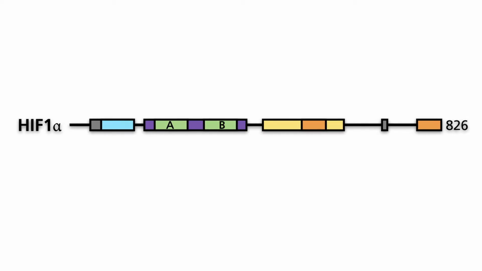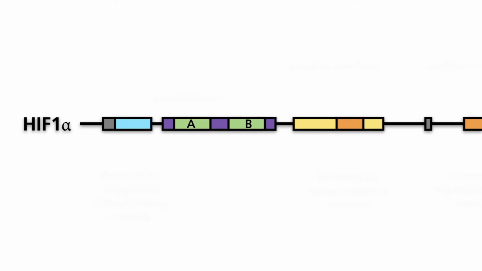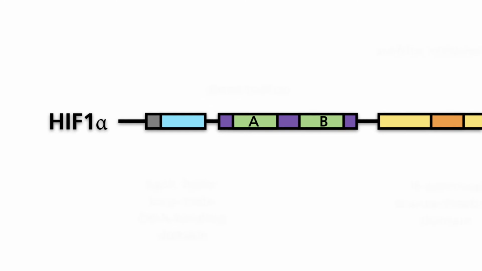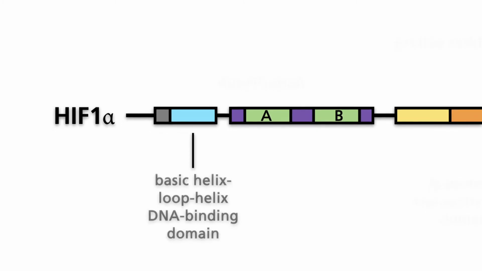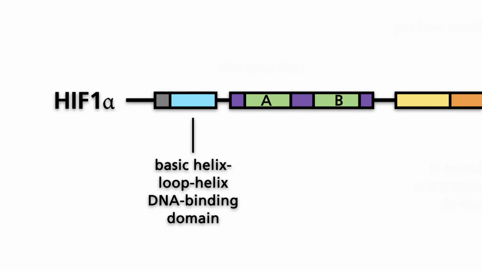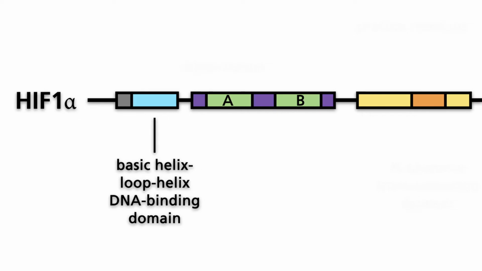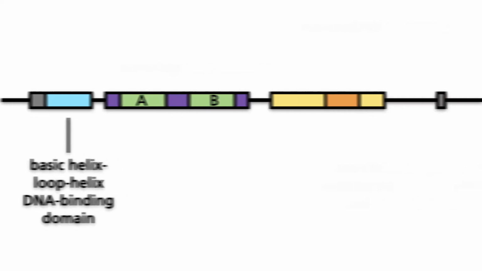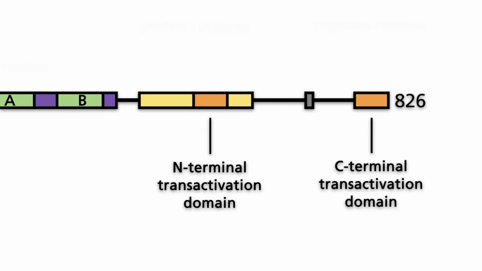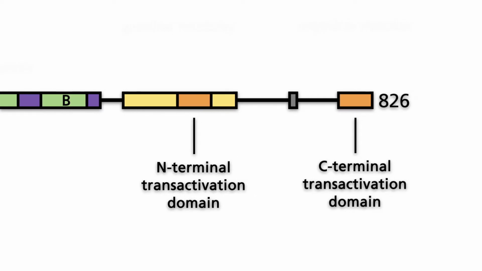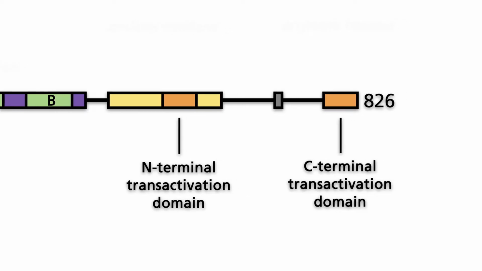Here, different domains of the HIF1 alpha subunit are shown. The subunit contains an N-terminal basic helix-loop-helix motif, which associates with the DNA. Near the C-terminus, 2 transactivation domains can be distinguished. These domains guide the transcription of the HIF1A gene into mRNA.